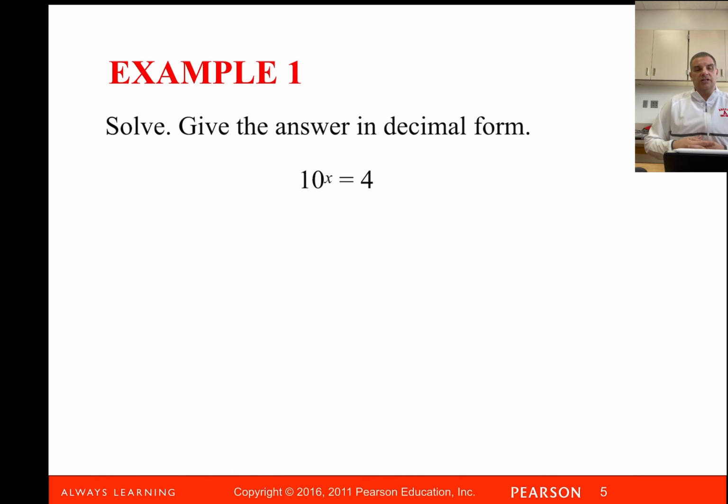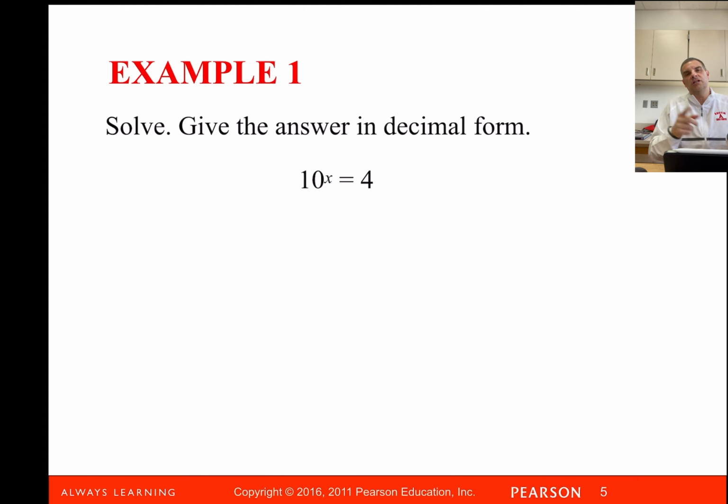The first thing you need to determine when you're doing these is whether it's in exponential form to start out with, or in logarithmic form. If you don't see the word log and you don't see ln, that means it's in exponential form. Simple as that. If you see the word log, it's in logarithmic form. If you see ln, it's in logarithmic form. If you don't see those two things, it's not in logarithmic form, so it's in exponential form.